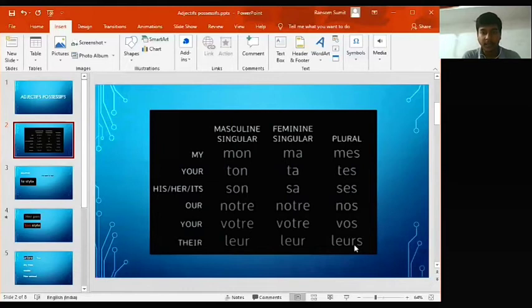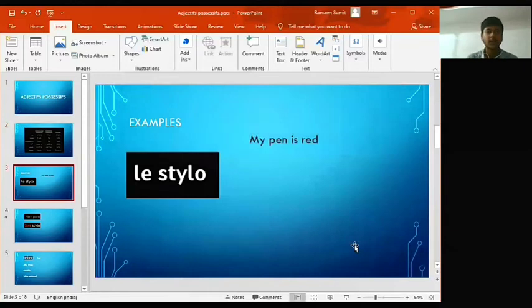So now the fourth rule will be, if we have a noun which has a vowel in front of it, whatever happens, if there is a vowel in front of it, we are going to use the masculine form. Or if there is a noun that begins with h, yes, the letter h, then we have to use masculine singular always.